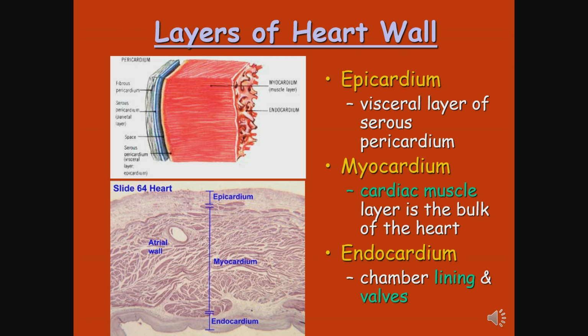Layers of the heart wall. Like every body system we have studied, we've got layers for this one too. Here are our prefixes: epi, myo, and endo. Epi means upon or on top, myo means muscle, and endo means within.